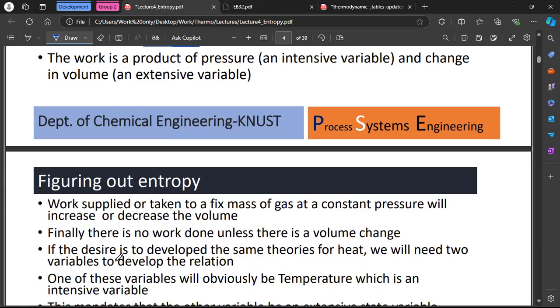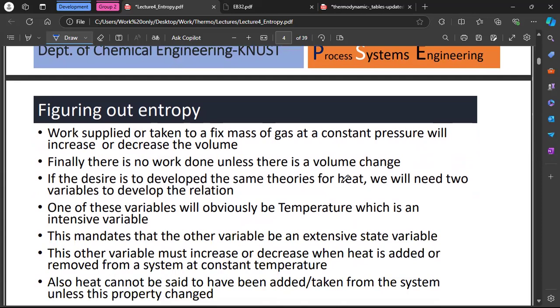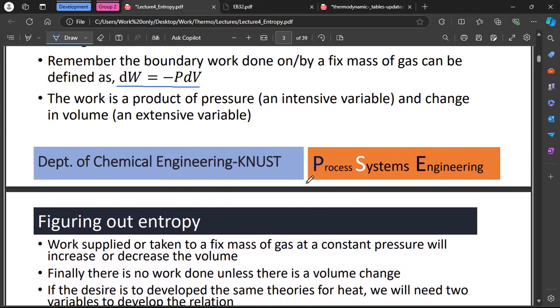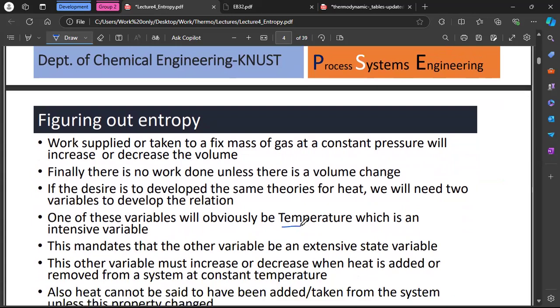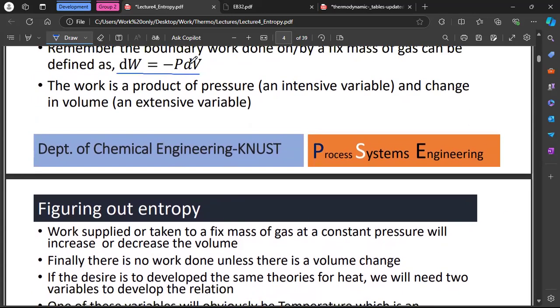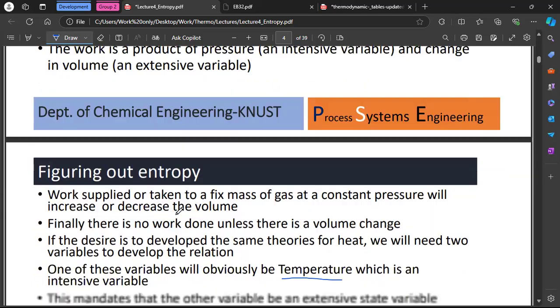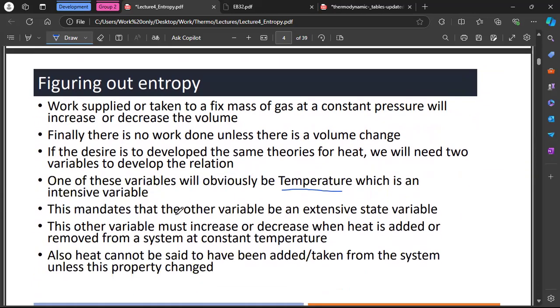So if we want to develop something similar for heat, we'll need two variables to develop the relation. Once again, we'll need an intensive variable and an extensive variable because we want to describe this the way we did for work. For heat, the intensive variable is going to be temperature. And then there's going to be another variable that is extensive. Just like for work, where volume had to change for us to say work was done, that variable should also change for us to say that heat has been transferred, right? And that variable is what we are going to represent with entropy.